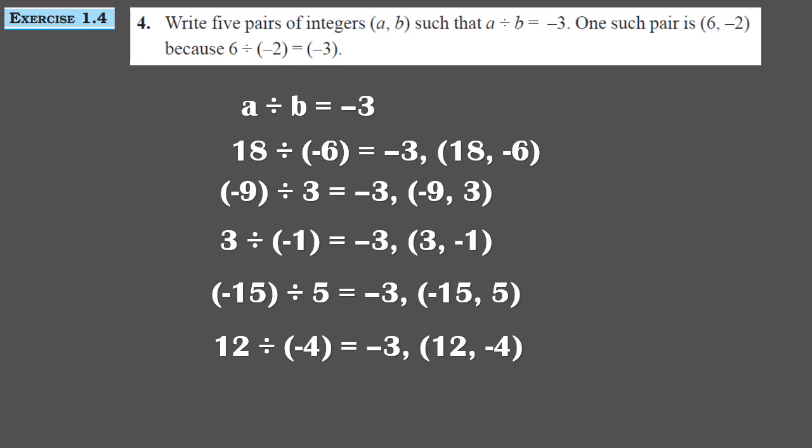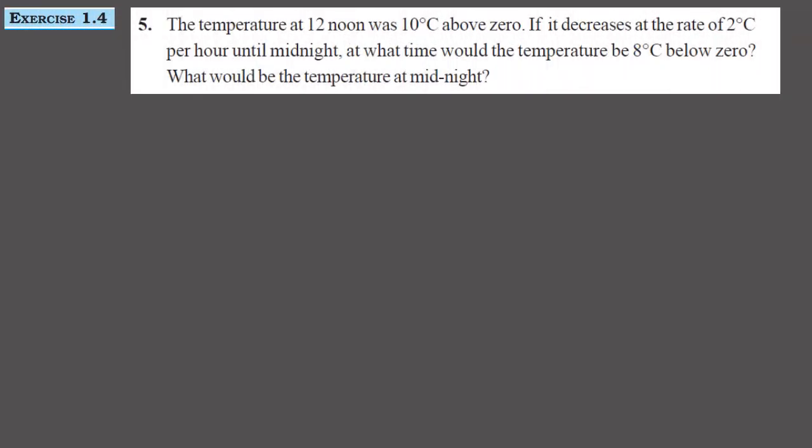Now move on to the next one. The temperature at 12 noon was 10 degrees centigrade above 0. Above 0, so it is positive 10 degrees. If it decreases at the rate of 2 degrees centigrade per hour until midnight. Midnight means what? 12 midnight. At what time would the temperature be 8 degrees centigrade below 0? What would be the temperature at midnight?